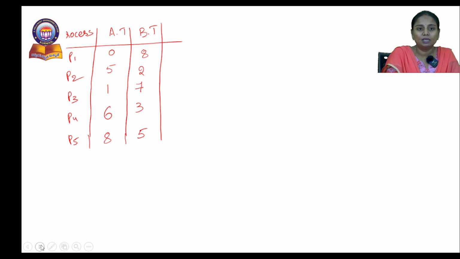Here we have taken a number of processes. Let's consider the number of processes is 5, with their arrival time and their burst time. We already know that arrival time is the time when each process enters the ready queue, and the burst time is the period of time a particular process needs to utilize the CPU. So first of all, for the given input table, we have to draw the Gantt chart.